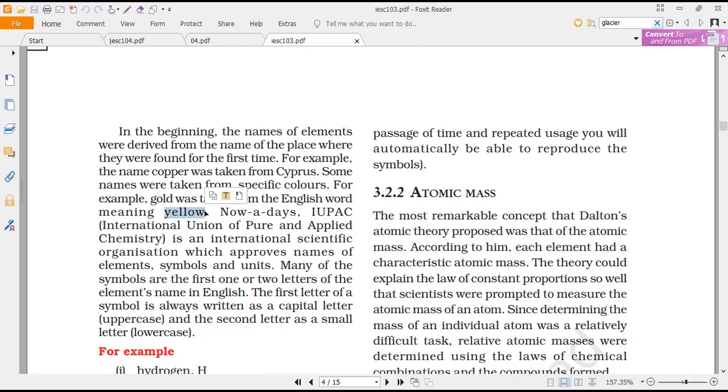What is the name of the symbol of gold and all? It has been taken from the English word which has a meaning. What is the meaning of that one? Yellow color. That is why you can see gold is always yellow in color.